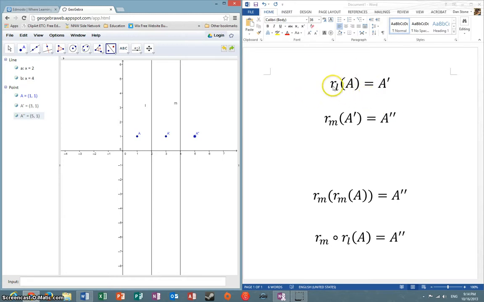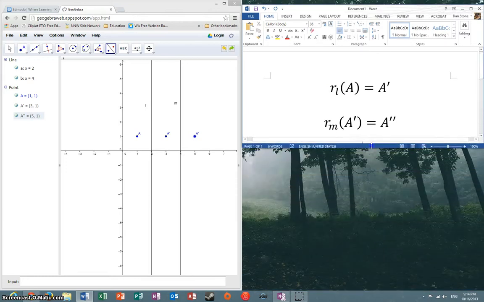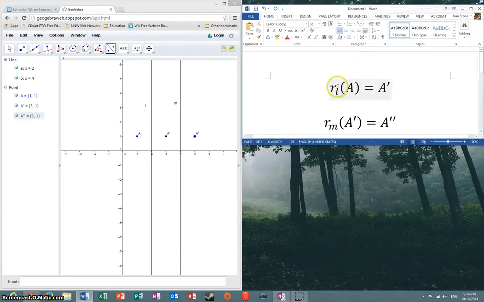So first of all, let me clear out the stuff we don't need just right now. This we've seen before. All this says is the reflection, I know it's reflection because I have the R, of point A over line L gives us A prime. As we see here on the left, here's my point A, here's my line L, here's my A prime. If I reflect A over line L, that gives me A prime.